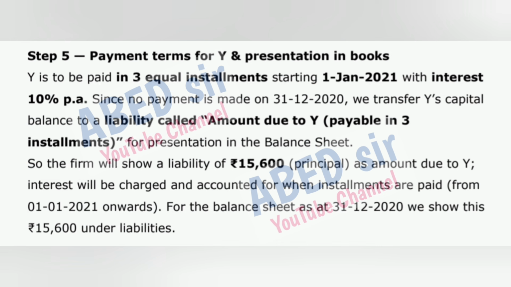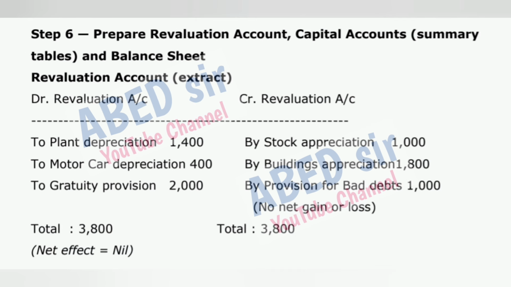So the firm will show a liability of 15,600 rupees, principal, as amount due to Y. Interest will be charged and accounted for when installments are paid, from 1st January 2021 onwards. For the balance sheet as at 31st December 2020 we show this 15,600 rupees under liabilities. Step 6. Prepare revaluation account, capital accounts, summary tables and balance sheet.